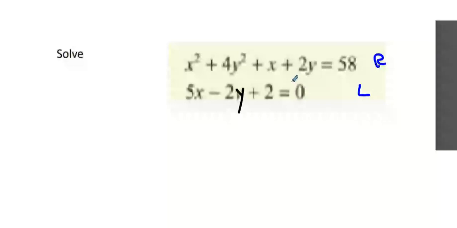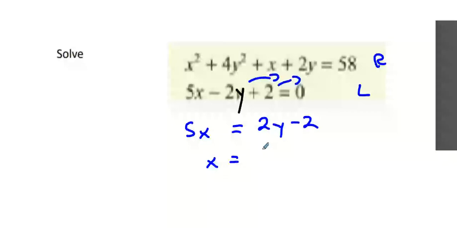Now, lads, what we're going to do is get y on its own, okay? You bring the y and the 2 out the other side. And unfortunately for us, we forgot to change the signs properly. Okay? So 2y minus 2. Okay? And x equals, bring under the 5, and we get 2y minus 2 divided by 5. Is that all right there, guys?